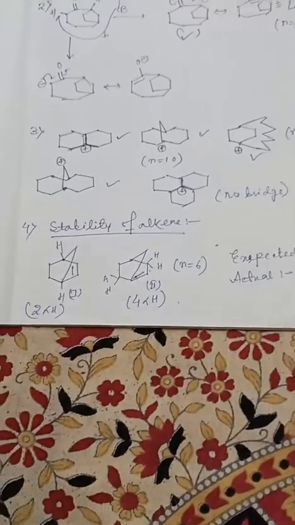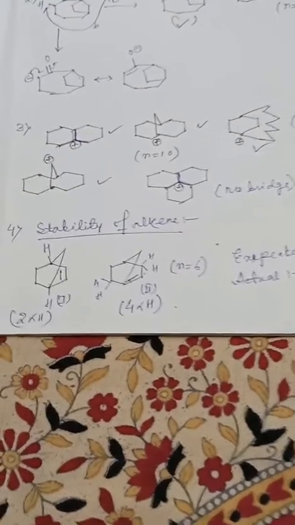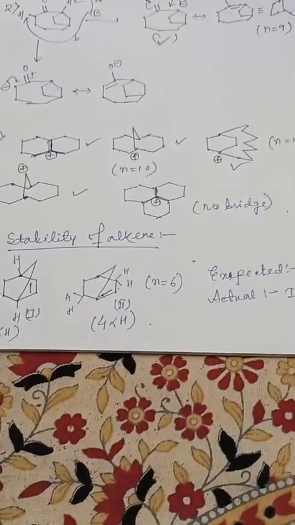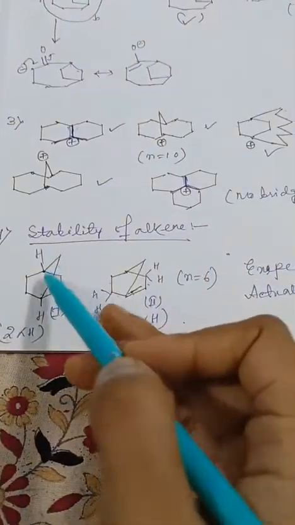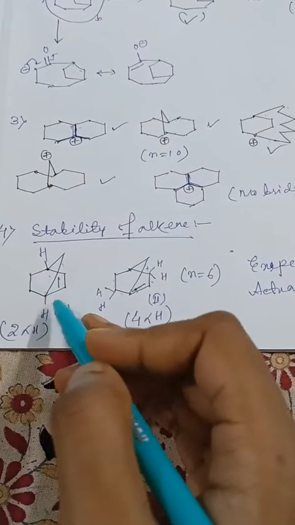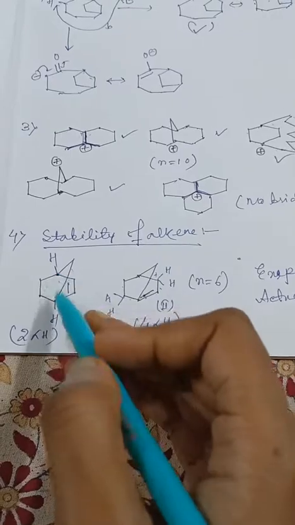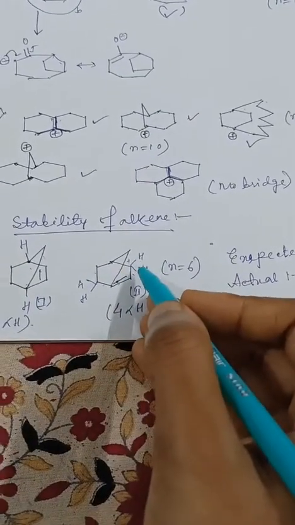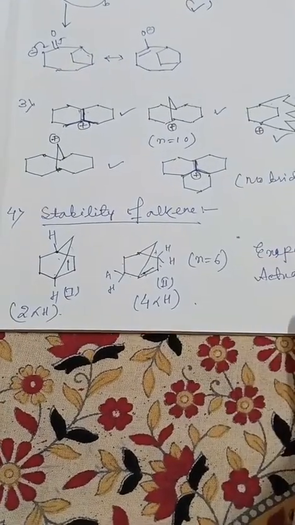Next I have chosen an example of stability of alkenes. We all know that alkene stability is directly proportional to the number of alpha hydrogens, or the more hyperconjugation, the more is the stability. Now these are the two alkenes. If you see here, in the alpha position there are 2 alpha hydrogens, and here 4 alpha hydrogens. We all know that the more alpha hydrogens, the more will be the stability.